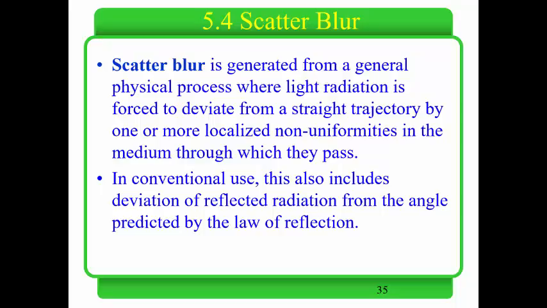Scatter blur here is related to the refraction and diffraction of light. Okay? While I'm assuming that the light beam will go in a certain straight line, due to some non-uniformities in the surrounding or in the environment, these light beams may be diffracted, or they can be, for example, refracted. Okay, so this will result in some blurring.